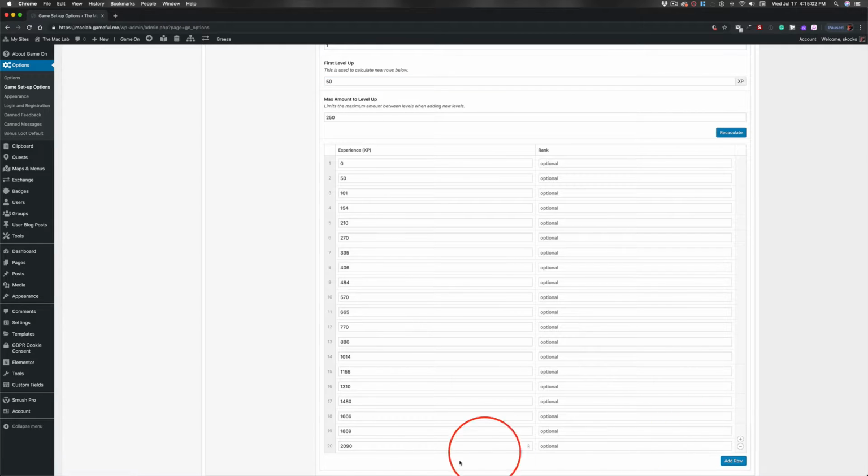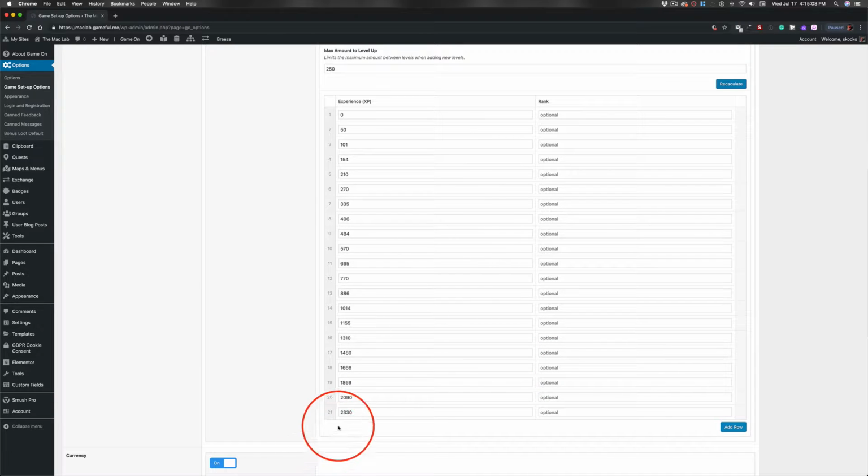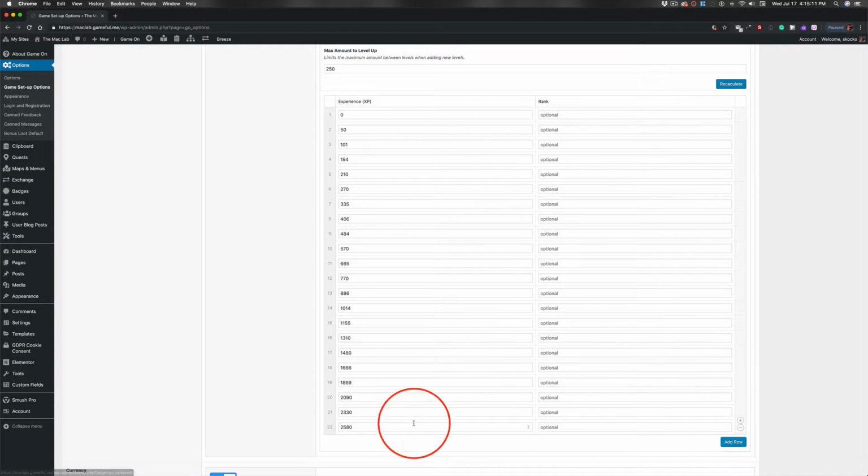by the time you get down to the 19th level and add a row, well, look at that. That's 221. Add another row, 240. Add another row, and now you're at 250. So from this point forward, the gap between levels will be 250. And you can always get in here and edit these things manually if you want, but this is a great way to keep levels from running away from kids and making it too difficult to level up.